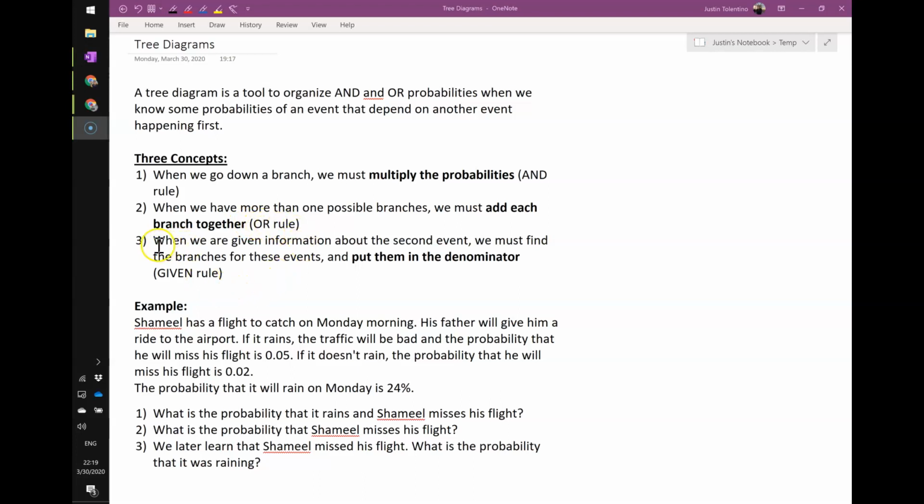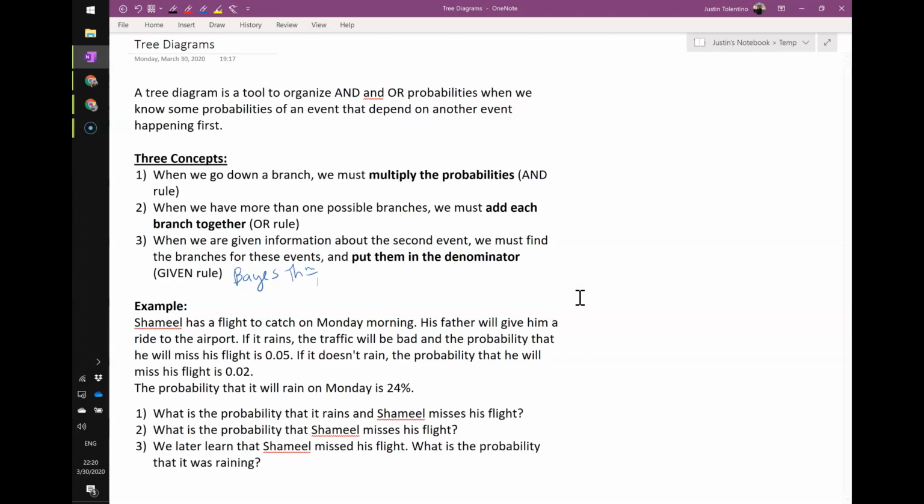And thirdly, you're going to see that we can use these tree diagrams to help us out with something called Bayes' theorem. That term itself is not as important to us, but it's the key thing when something is given to us, when we have additional information that's given. And we just have to remember that those branches that are possible, that are given to us, need to go in the denominator, right? And that's the given or conditional probability rule that we learned about. So let's jump into one of these examples.